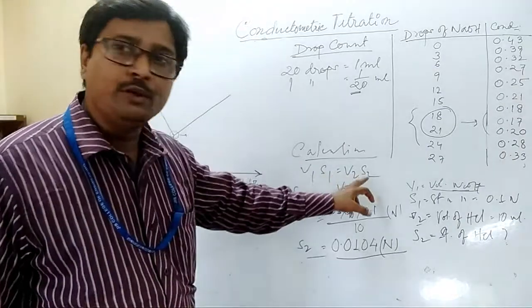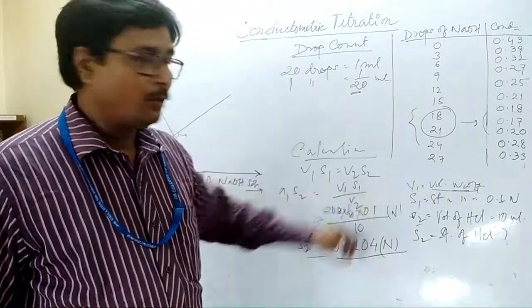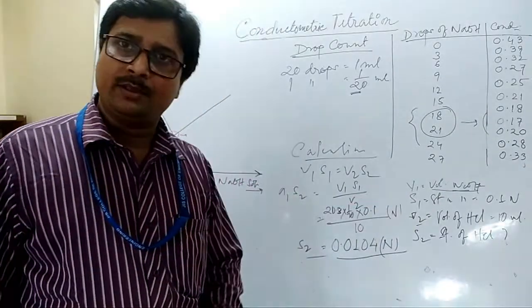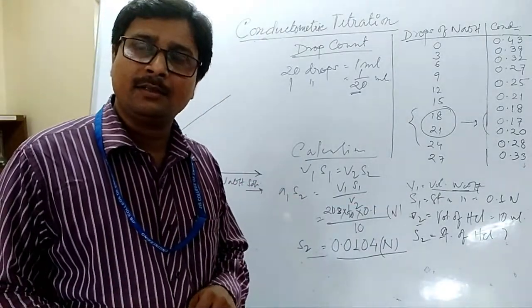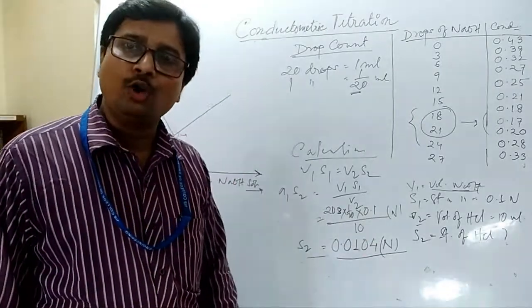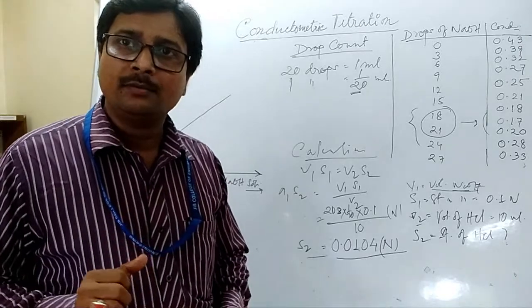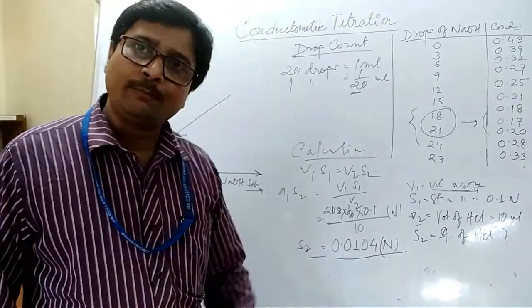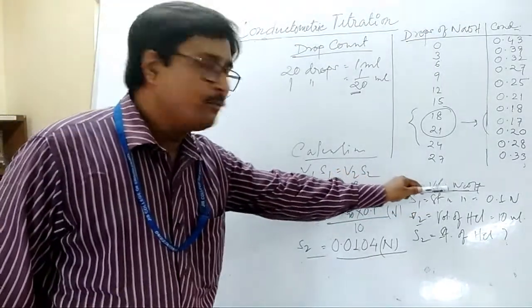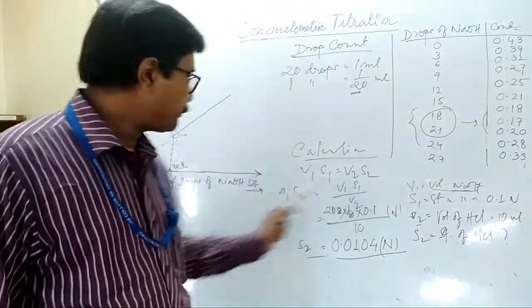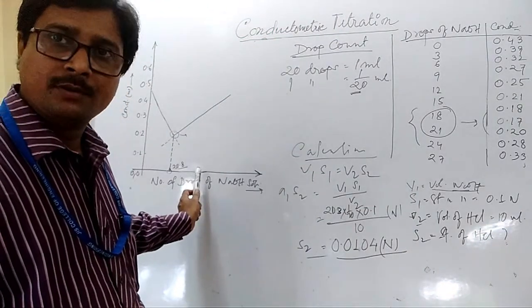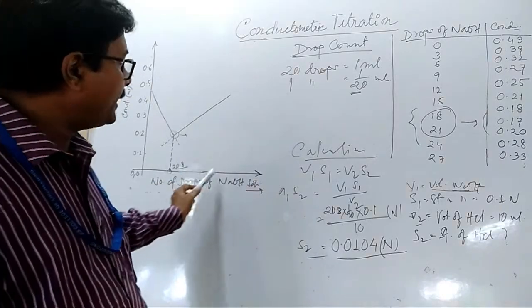So using the formula V1S1 = V2S2, the normality equation, where V1 is the volume of NaOH and S1 is the strength of NaOH. The strength of standardized NaOH is given, say 0.1 normal. V2 is the volume of HCl, that is 10 ml that we prepared, and S2 you have to calculate. For V1, the volume of NaOH, from the graph we are not getting the volume; we are getting the drops, that is 20.8.